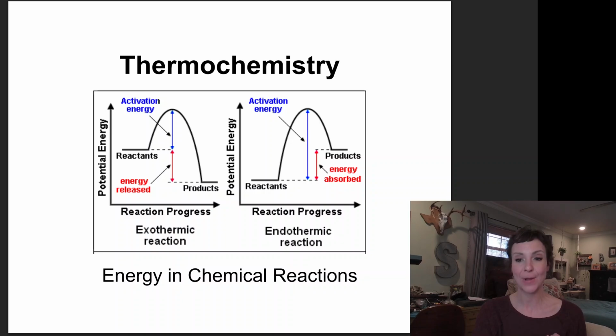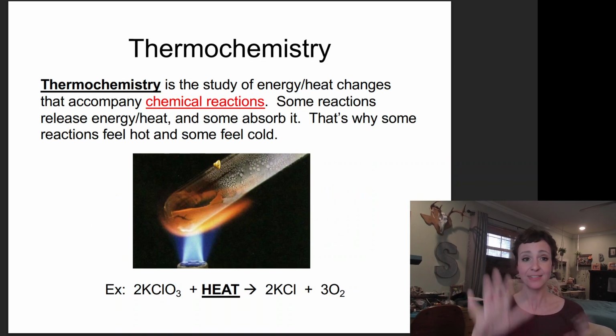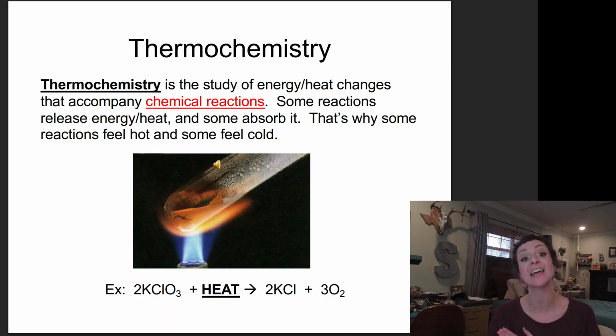So thermochemistry. Thermochemistry is the study of energy or heat changes that accompany chemical reactions. Some reactions release heat and energy and some absorb it. And that, y'all, is why some reactions feel hot and some feel cold. So what I have here is a picture of the setup for the gummy bear explosion demo.